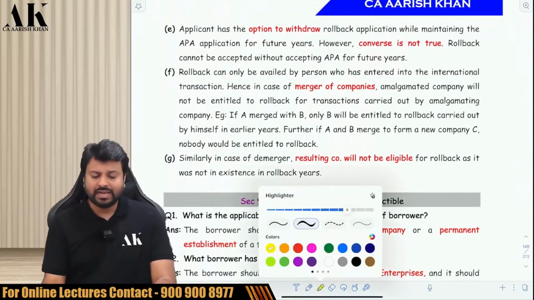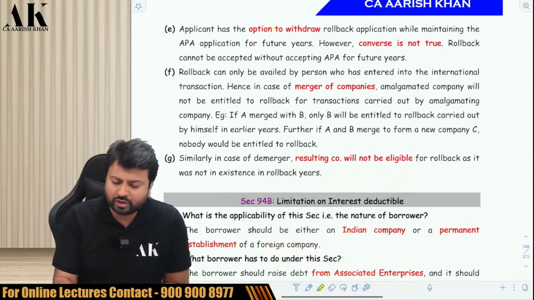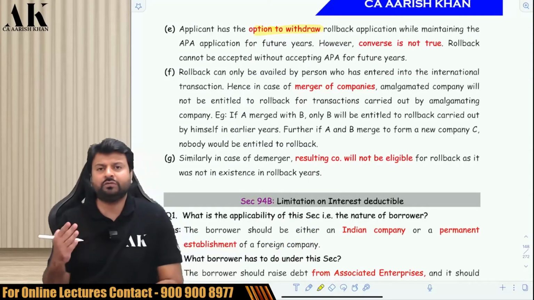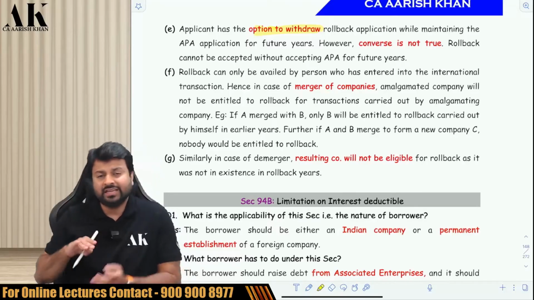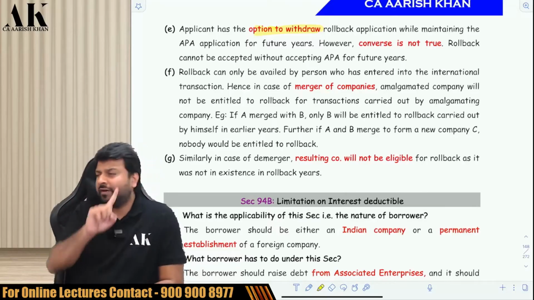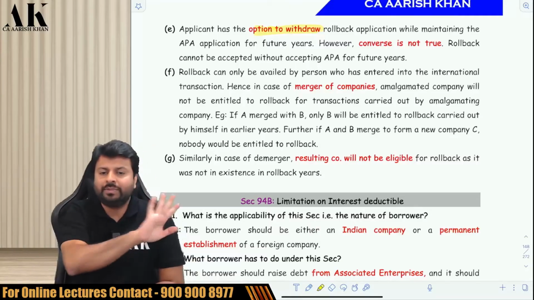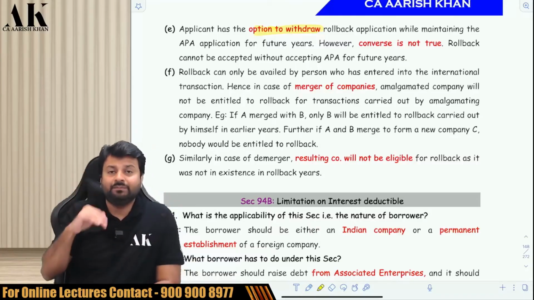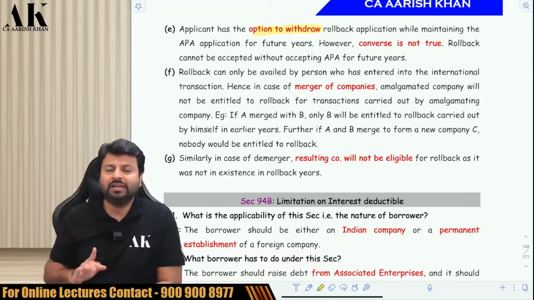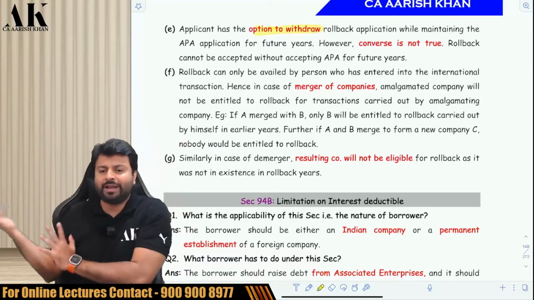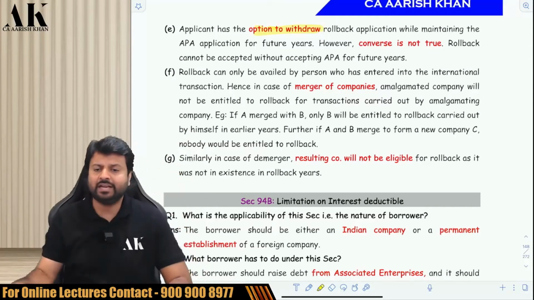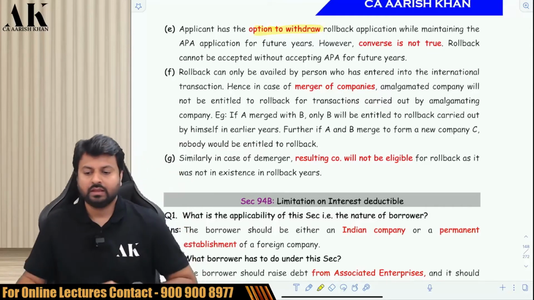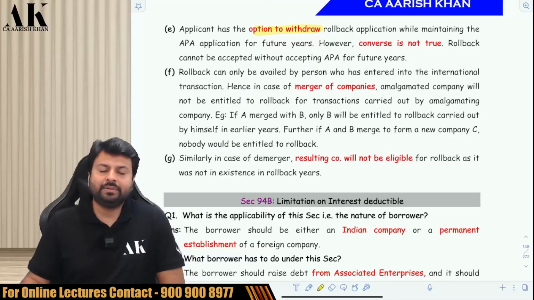Okay. Now, does the assessee have an option to withdraw the rollback application? Yes. The assessee has an option to withdraw the rollback application and go only for future years. Thus the converse is not possible. Can the assessee go for only rollback without future? Only rollback without future is not possible, but only future without rollback is possible. Future transactions you can go for and rollback you can withdraw, but if you want rollback and want to withdraw the future, that is practically not possible. Check it please.